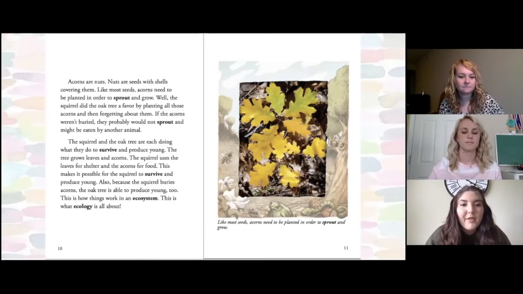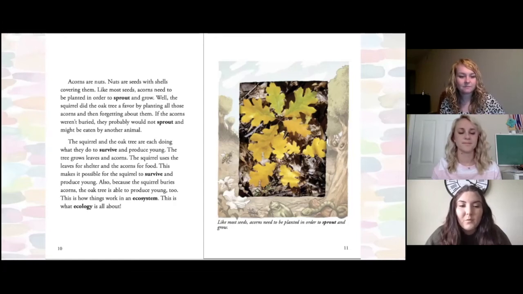The squirrel and the oak tree are each doing what they do to survive and produce young. The tree grows leaves and acorns. The squirrel uses the leaves for shelter and the acorns for food. This makes it possible for the squirrel to survive and produce young. Also, because the squirrel buries acorns, the oak tree is able to produce young too.